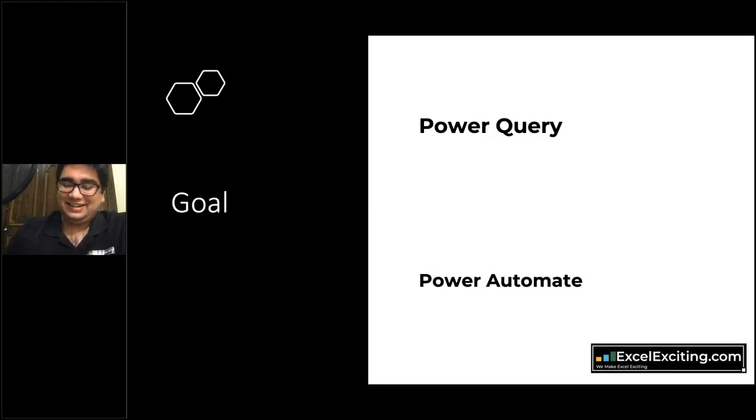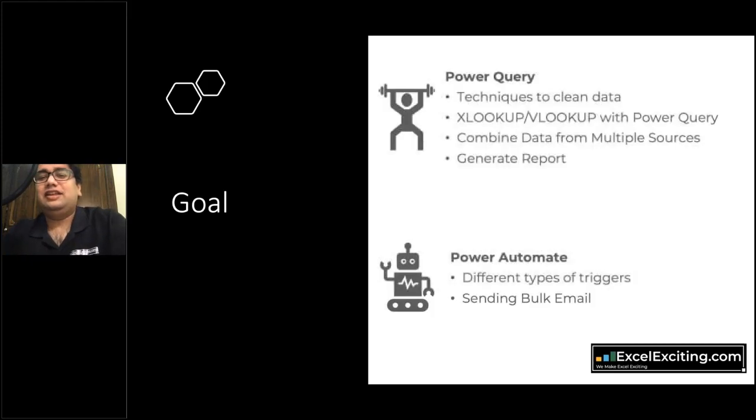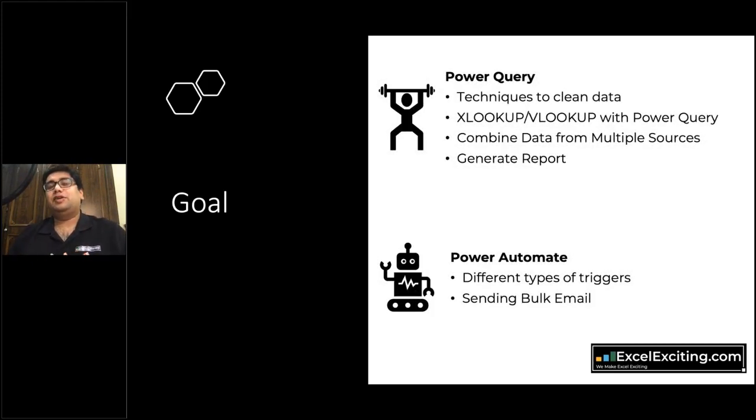Great. So let's talk about Power Query, what it does, and we'll see the techniques for how we can clean the data. We will talk about XLOOKUP and VLOOKUP. How can we do it in Power Query? How can we combine multiple sources? And in Power Automate, we see the different triggers, and we'll see how we can send bulk emails.